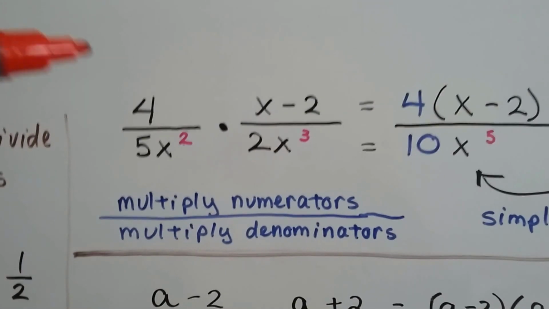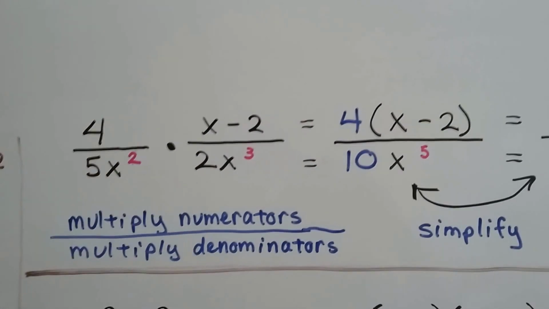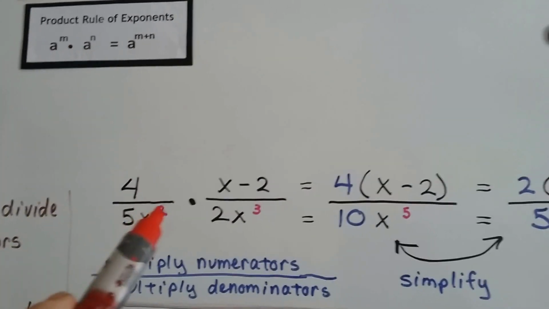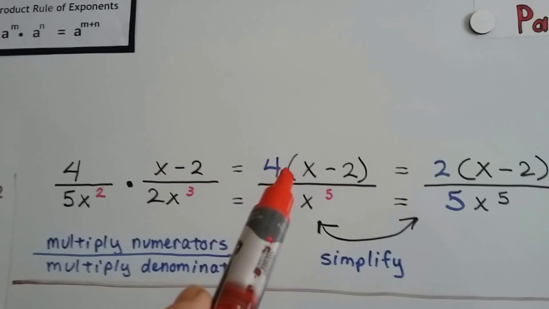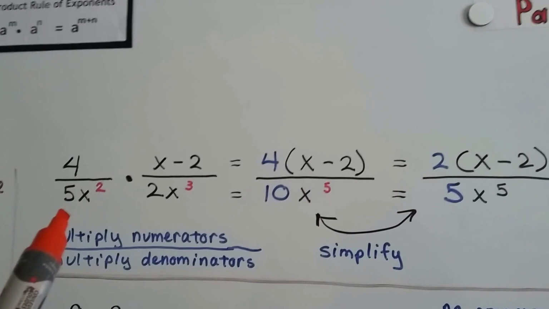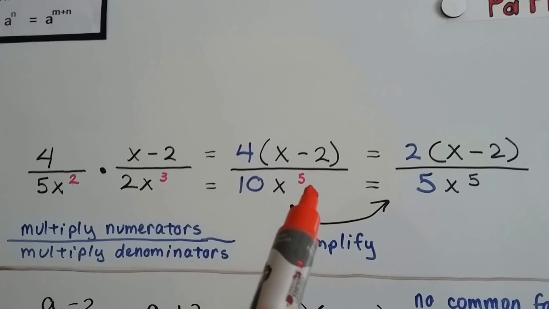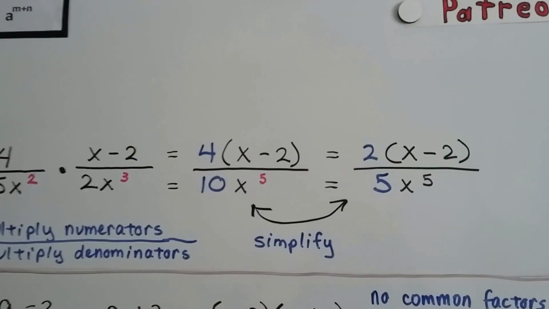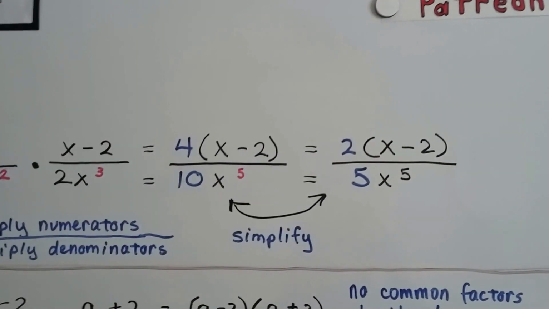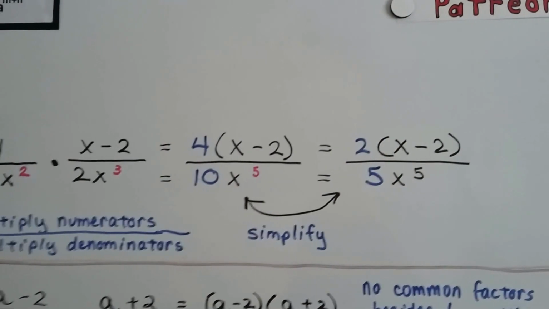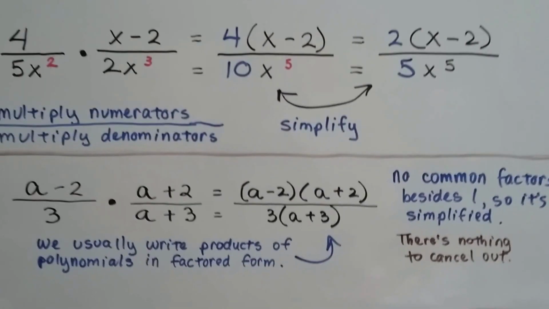All right, we've got 4 over 5x squared times x minus 2 over 2x to the third power. So remember the product rule of exponents says we're going to add these. So when we multiply this one, we're going to get 4 times x minus 2, and we're going to get 5 times 2, which is 10, and the x squared and the x to the third power are going to become x to the fifth. See that? The only thing that can be canceled out or simplified is the 4 and the 10 as a 2 and a 5, see? Because they don't have anything in common. So that's simplified. We multiplied the numerators, multiplied the denominators, and we simplified. See that? All right, let's take a look at this one.